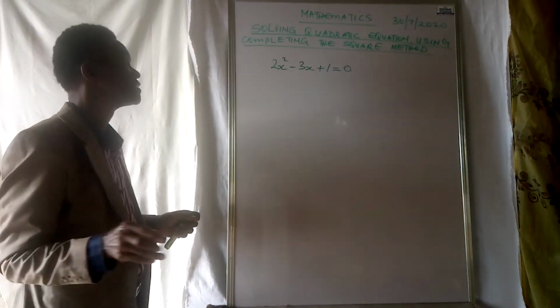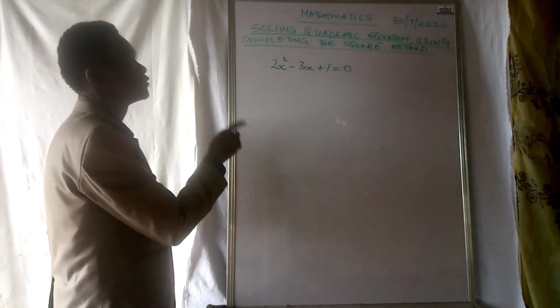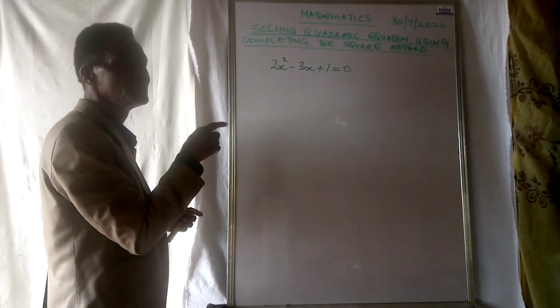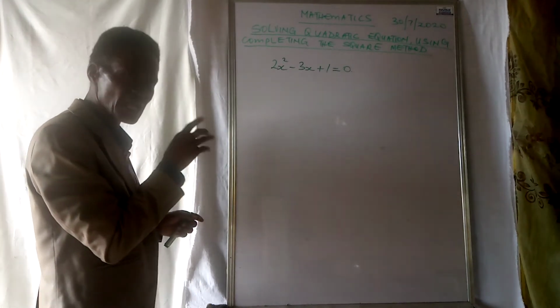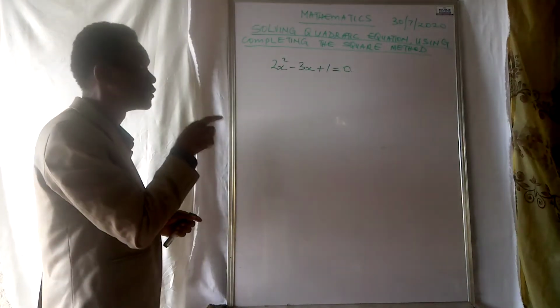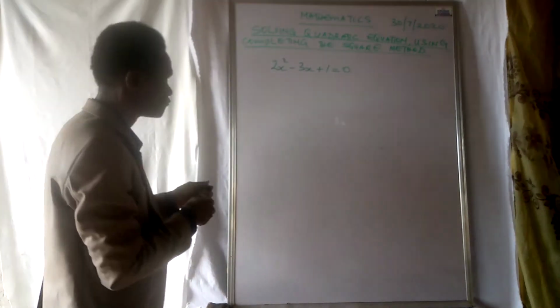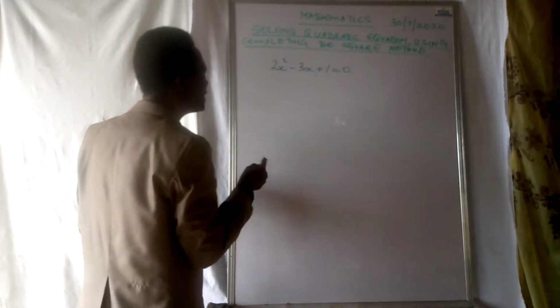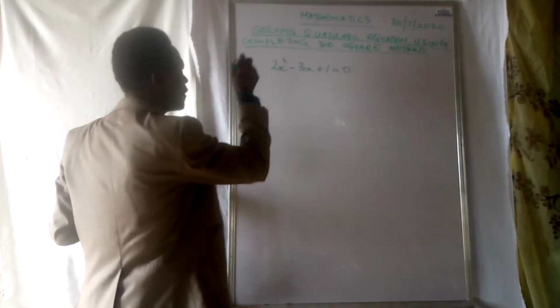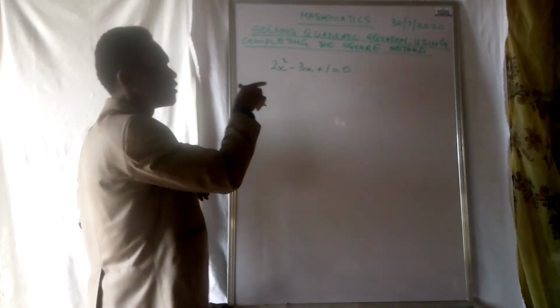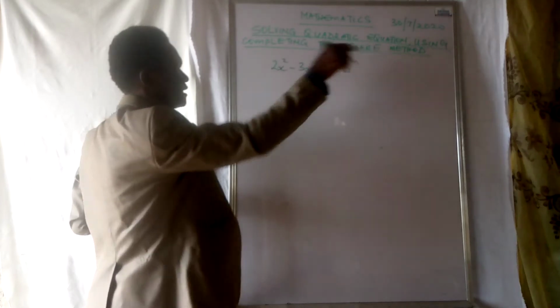Today, students, we are going to solve the same quadratic equation that we solved last time using another method. This method is the completing the square method. Now, first of all, step 1, we transfer the constant to the right hand side.